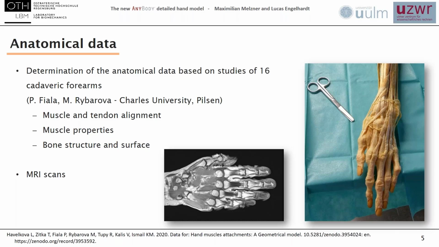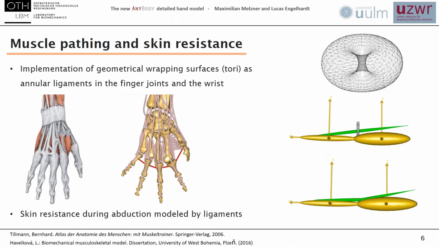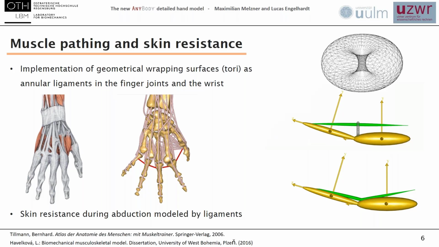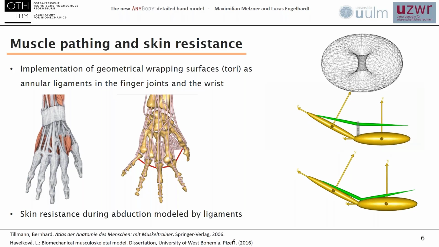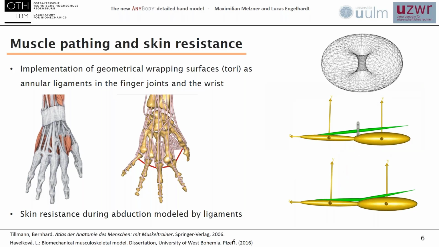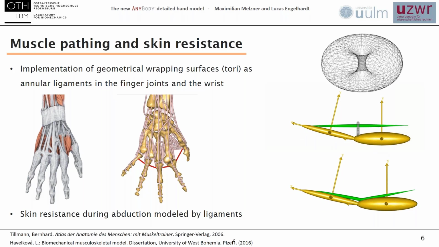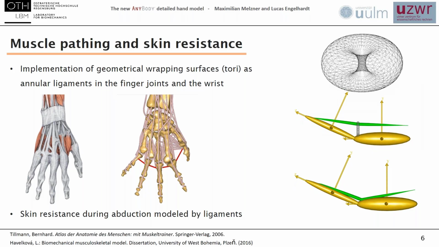In the following, we would like to show you what we did in the modeling approach in order to improve the existing model. To ensure a physiological muscle wrapping, some obstacles like tori are implemented, which simulate annular ligaments within the finger joints and the wrist. The advantage of using tori instead of wire points is visualized on the right-hand side. As you can see, the wire points are always held in one fixed place, and hence the moment arms don't change during the flexion. Whereas for obstacles, the moment arm can be changed and adjusted.